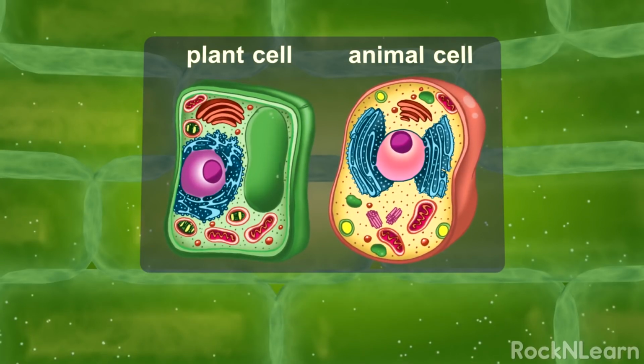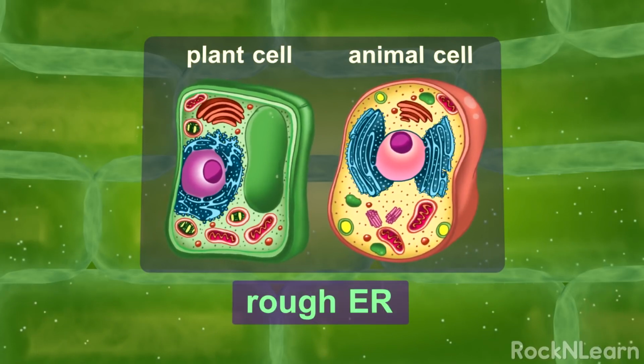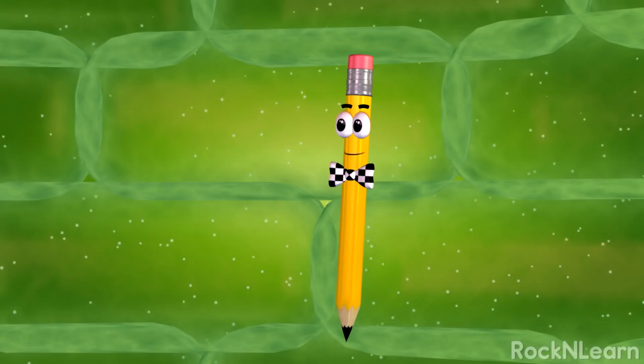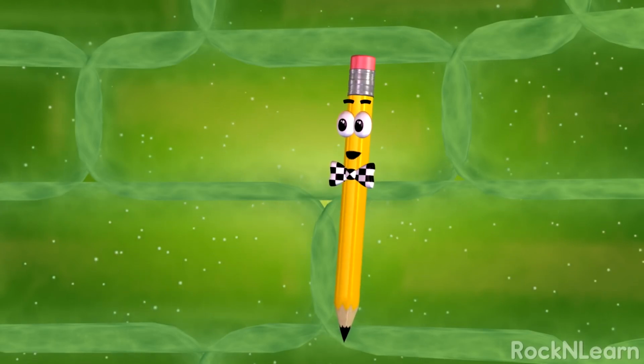Some of the ER is smooth and some is rough. The rough ER has ribosomes on the outside. Both animal and plant cells get their energy from the mighty mitochondria.